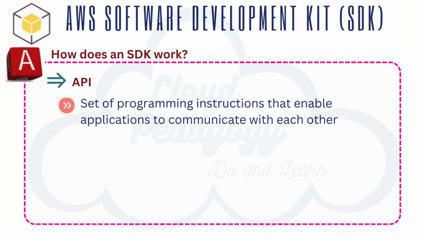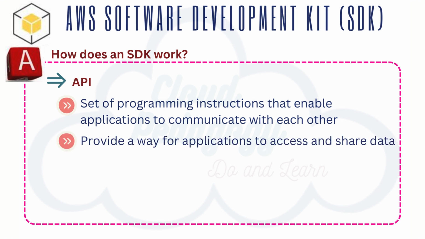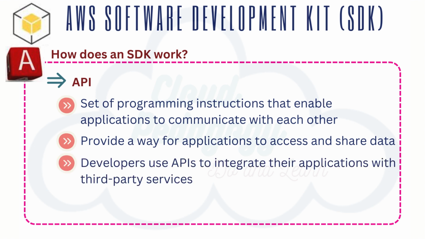Difference between SDK and API. APIs are a set of programming instructions that enable applications to communicate with each other. APIs provide a way for applications to access and share data, usually through a series of requests and responses. For example, a web API might enable a user to search for a product on a website, and the API will provide the relevant information in response.